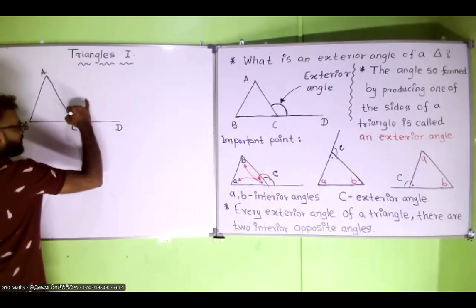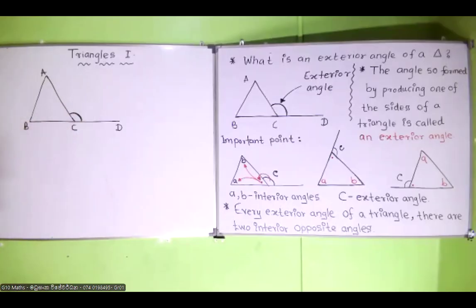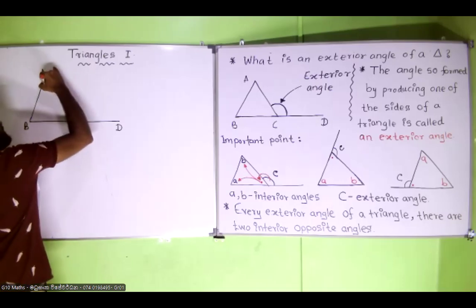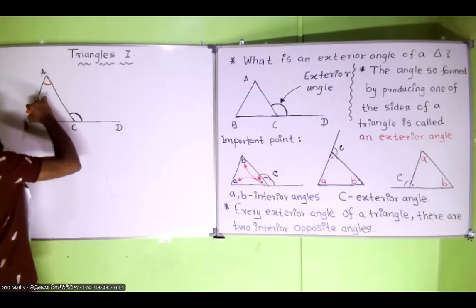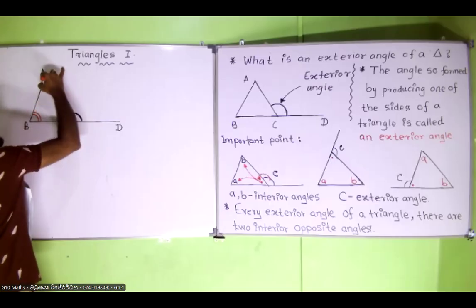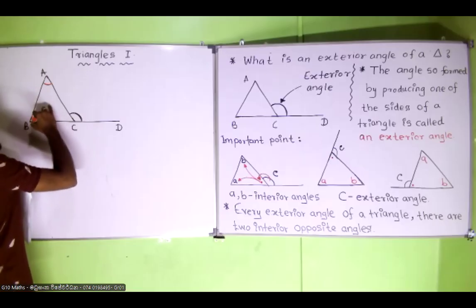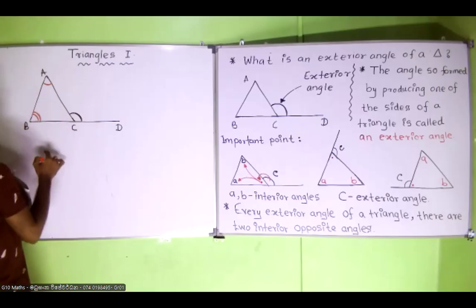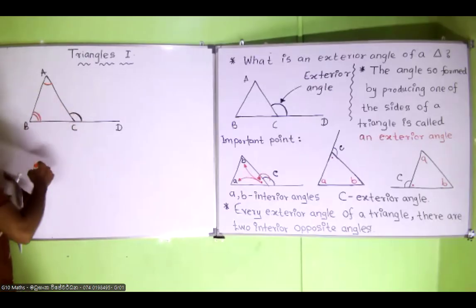So this is my exterior angle. And the related two interior angles are this one and this one. This is one of the interior angles. The other interior opposite angle is this. Exterior angle, two interior opposite angles.